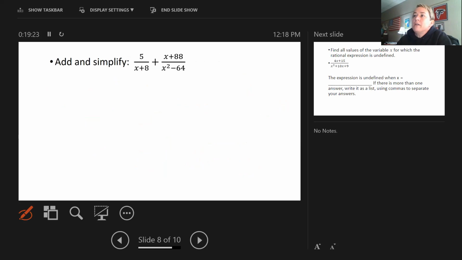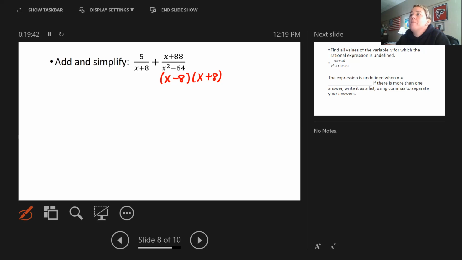So what we've got to do here is get the common denominator. If we look, this is going to factor. It's a difference of two squares. It's going to give me x minus 8 and x plus 8, because the square root of 64 is 8. And then, of course, remember how I told you to always use this one in the math classroom? That's probably going to help you out.